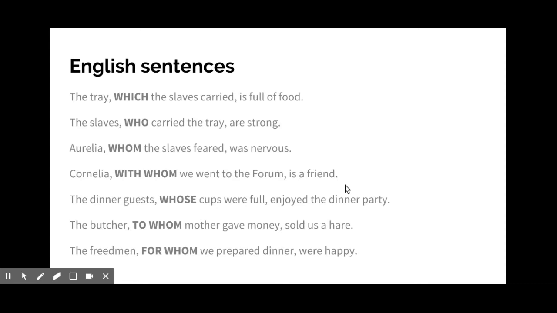The dinner guests whose cups were full enjoyed the dinner party. The butcher to whom mother gave money sold us a hare. The freedmen for whom we prepared dinner were happy. I've tried to give you a sample sentence from each of the 5 major cases that we've been working with.